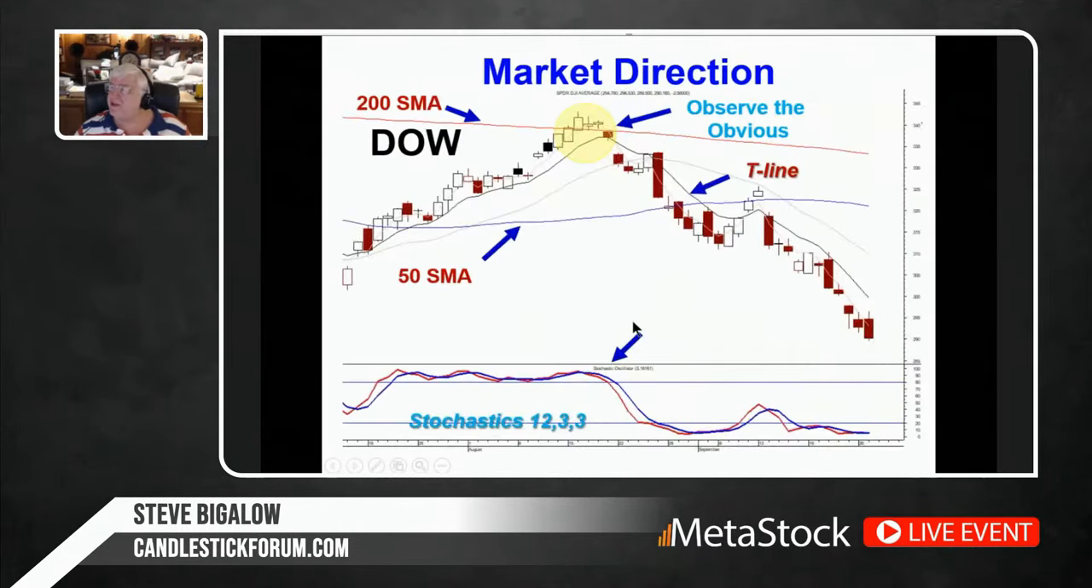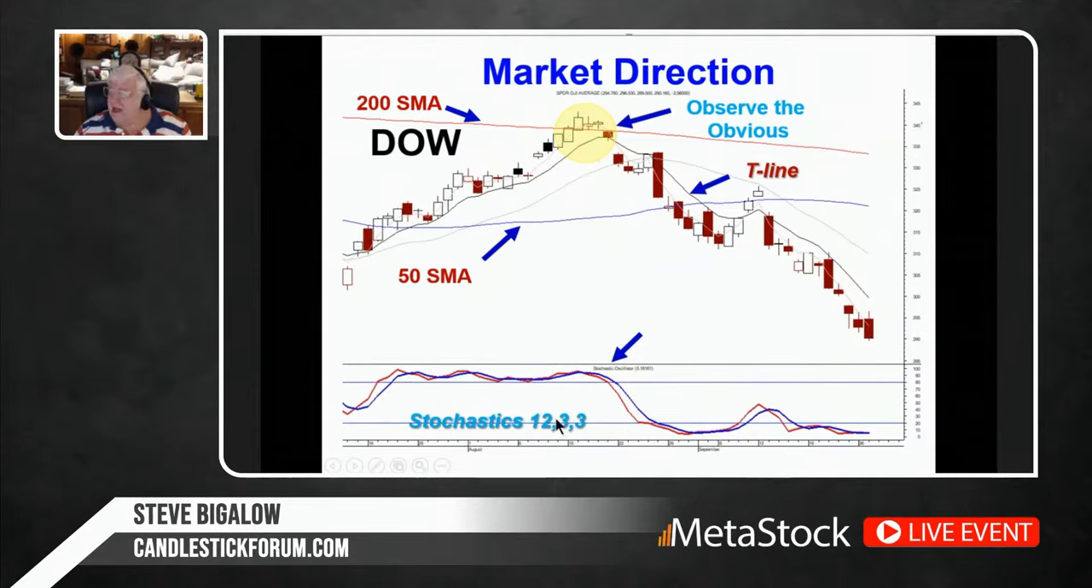So obviously, the first thing that we do to analyze whether there's a market change is just identifying what the market is doing in itself. On my charts, you're going to see that we have the 50-day simple moving average and the 200-day simple moving average. They're on here for nothing more than everybody in the world has those on their charts, and most money managers are making their decisions based upon those moving averages. Then we're going to go into the T-line.